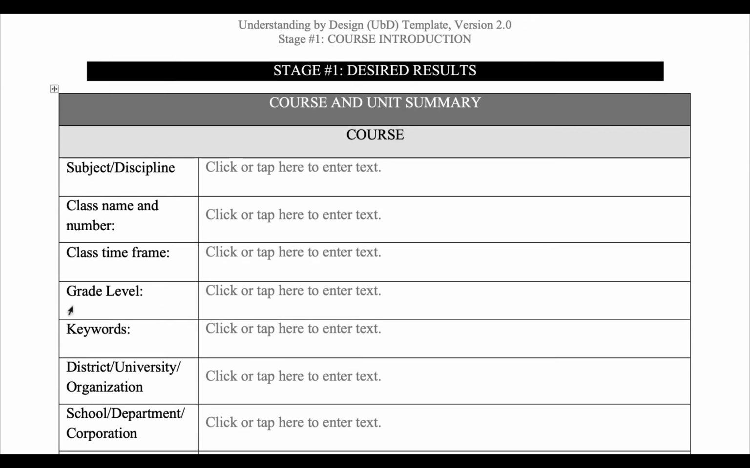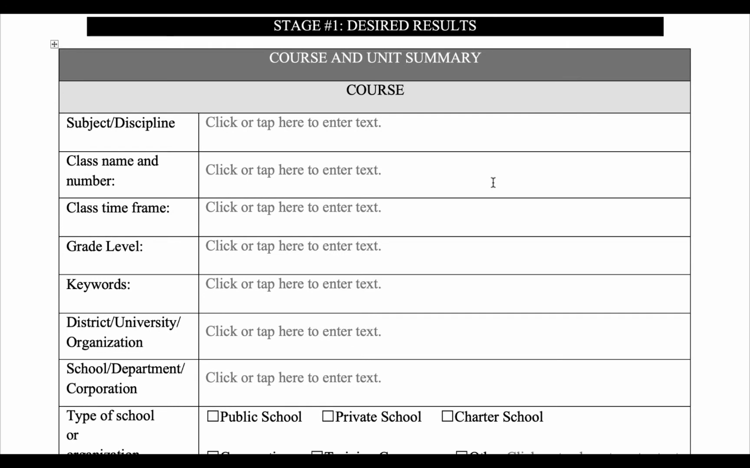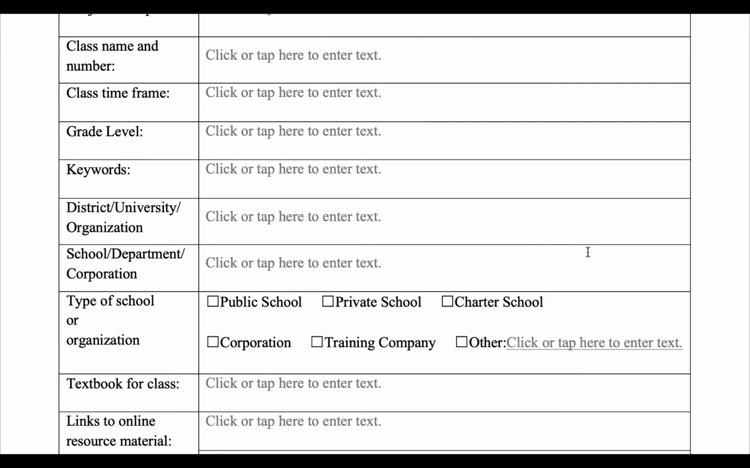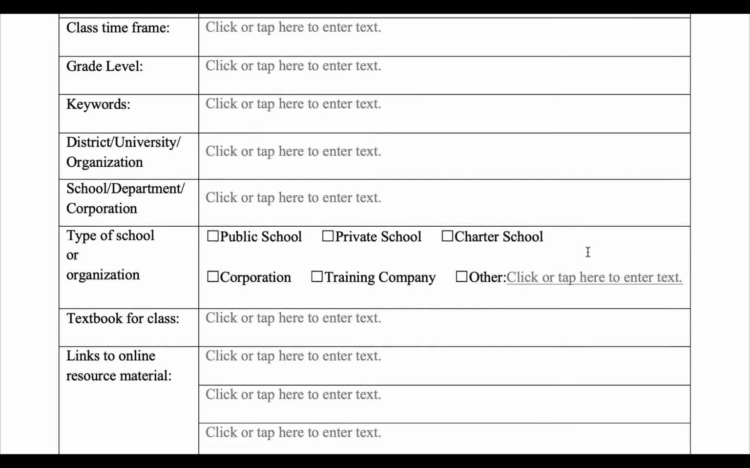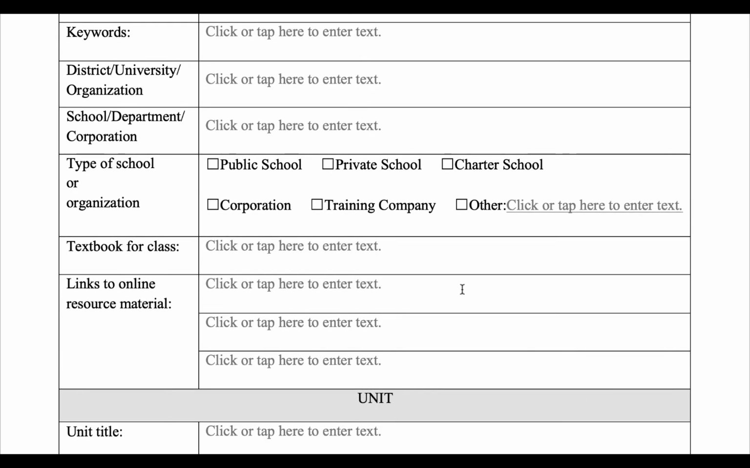So the first part of Stage 1 is the high-level overview to give the viewer an idea of what this unit is going to be used for, the discipline, the class, the grade level, what sort of university or organization it's going to be used with, the type of school, the textbook, links. So this is the big high-level part of Stage 1.